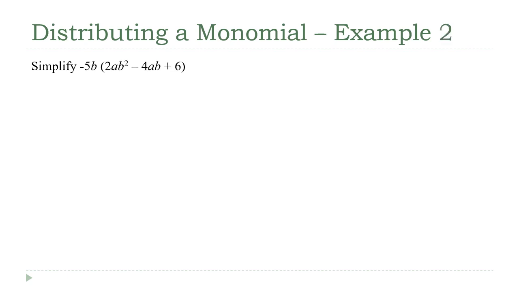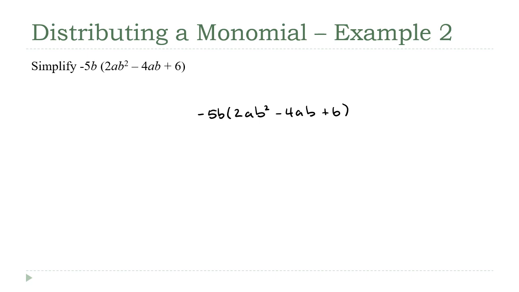All right, so we've got one more for us to look at here, and this one is a little bigger. There's more going on inside the parentheses: 2ab squared minus 4ab plus 6. There's 3 terms instead of 2, but that's okay. We're going to do the exact same thing. And I've got some negative signs here. I've got a negative 5b out here in front. So just like whenever you're dealing with negative signs, you just have to be a little more careful. Make sure you don't accidentally drop one.